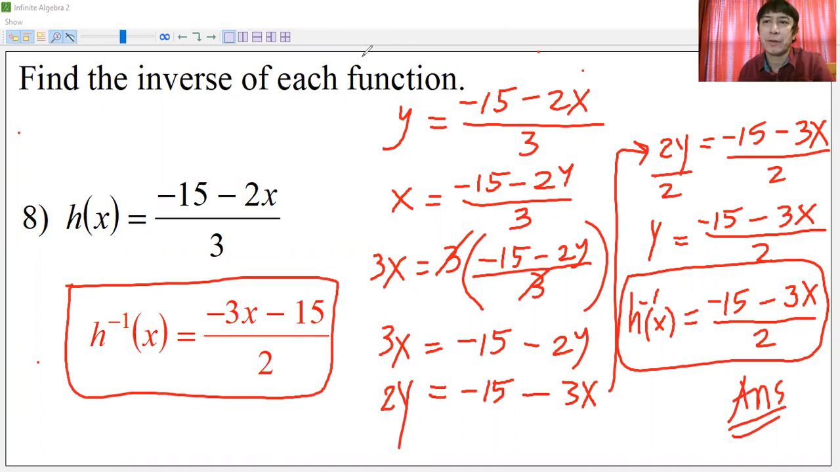All right, so that's it for our examples, and I hope you were able to learn how to determine the inverse of given functions.